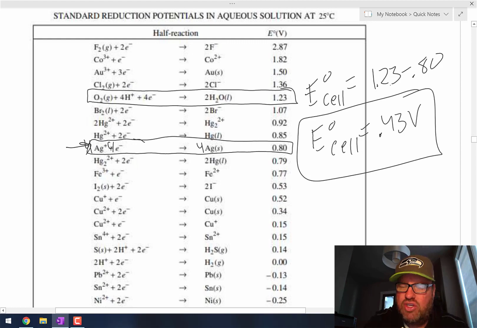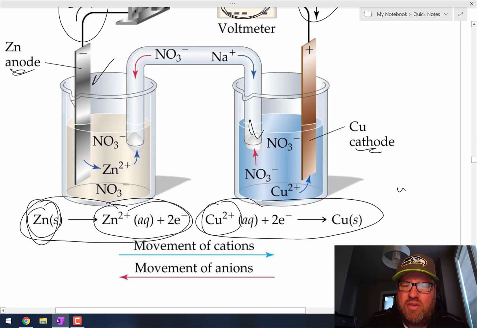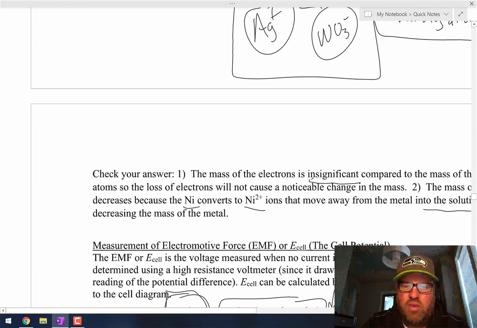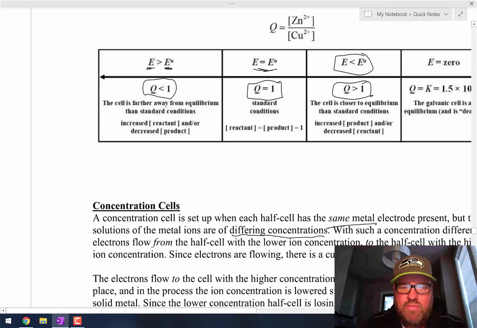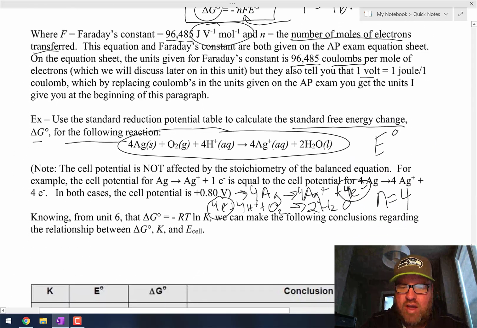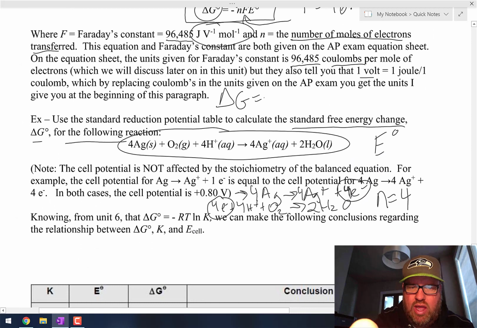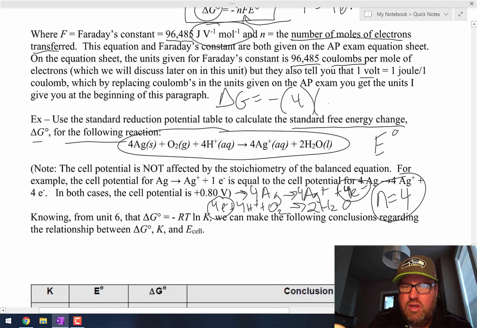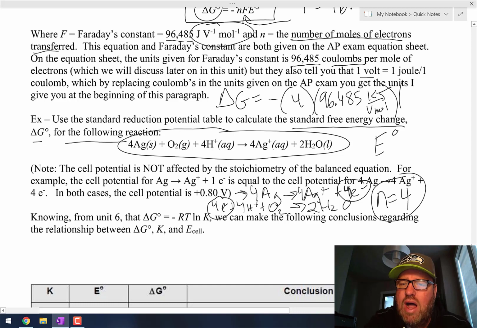So we've got our cell potential now. We've got our number of electrons transferred, which again was 4, if I remember correctly. And so now we can figure out the delta G value. Delta G is going to equal negative, the number of electrons transferred, which is 4, times Faraday's constant, 96.485 kilojoules per volt mole. And then we've got our cell potential, which is a positive 0.43 volts.